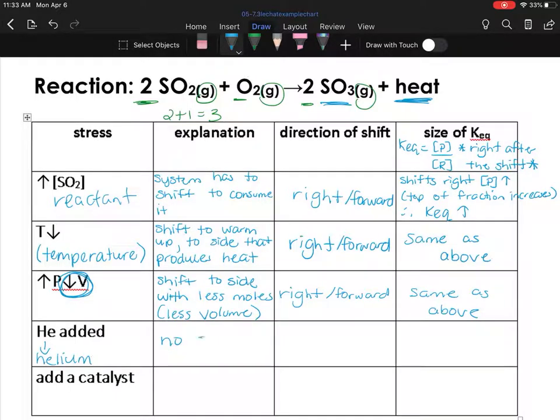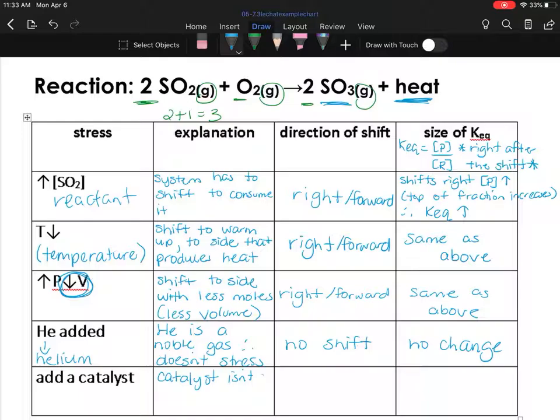So this is supposed to be helium, which is a noble gas. So no shift. So no change in the size of KEQ. Same thing with a catalyst. Okay, so again, no shift and no change.